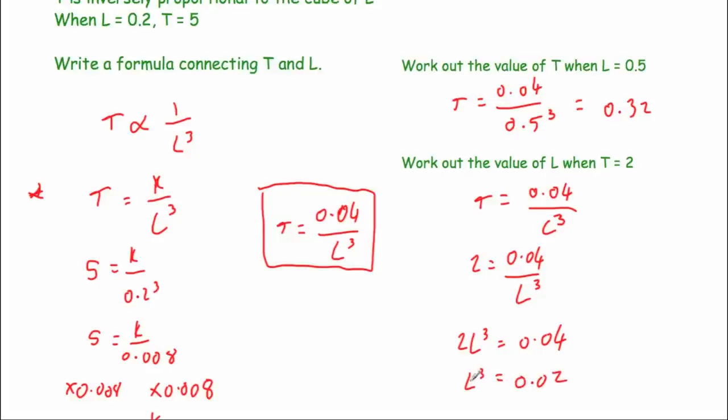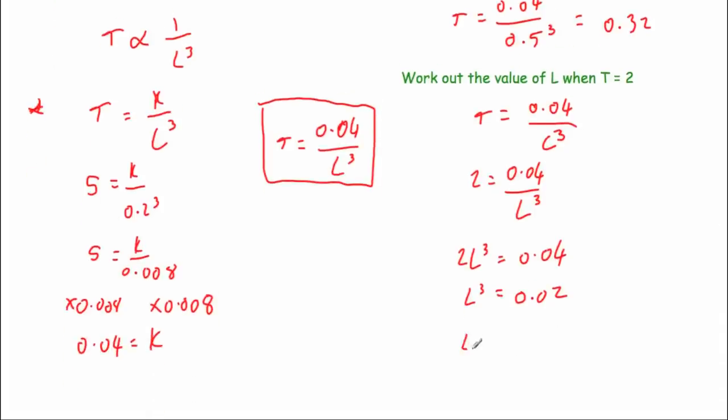And then finally, we want to get the l on its own, so we want to get rid of this cubed, so let's cube root both sides. So l is going to be equal to the cube root of 0.02, which is equal to 0.27144 and so on. Or let's just round that to 2 decimal places, so that's going to be 0.27 to 2 decimal places. And that's it.